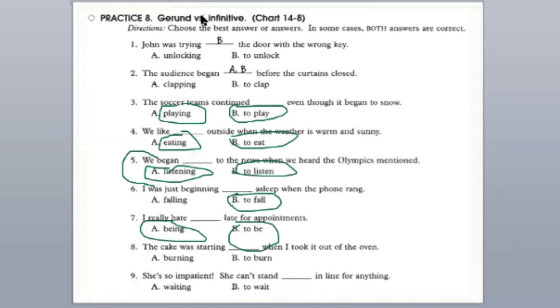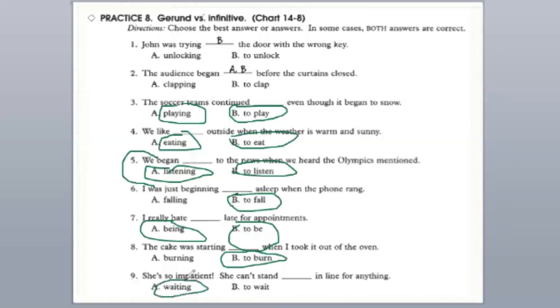Stop your chats, please. The cake was starring. Now we have was starring again. And we said the verb star is followed by both. Both ing form and infinitive are correct. However, because we have ing form here, we're going to use to burn, okay? She's so impatient, she can't stand waiting in line for anything. I hope this is clear.